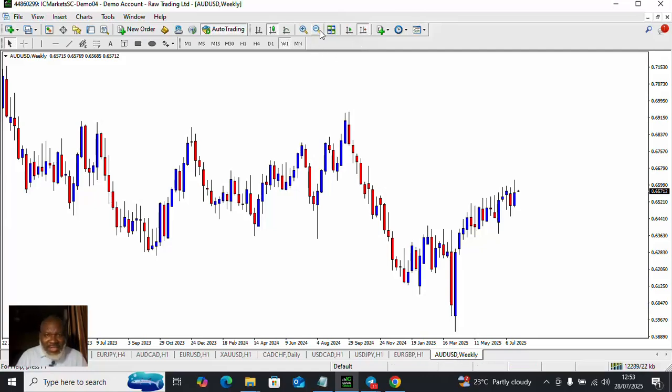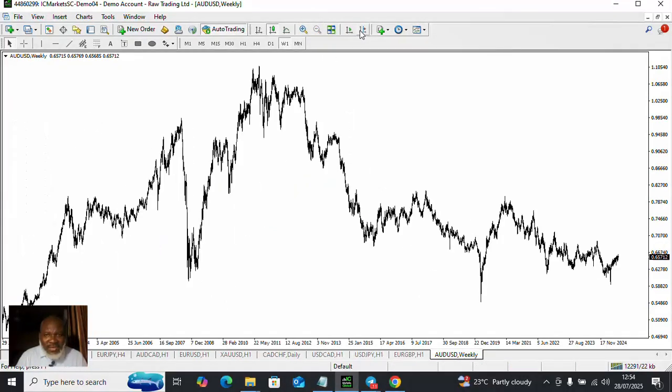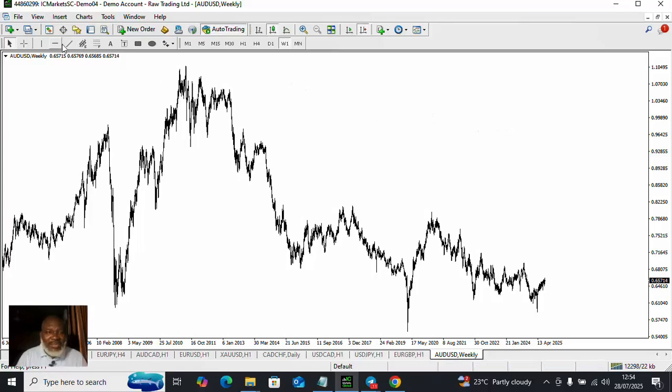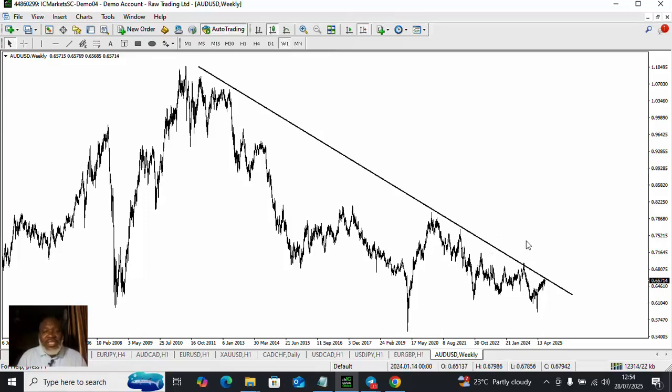zoom out on this chart. Let's zoom out on this chart for the bigger picture. Now, if you look at the bigger picture, you see that this market has been downtrending. This is the bigger picture. The bigger picture is that this market has been downtrending, and the Aussie has been weak against the dollar. However, there are some minor shifts to the upside to structure level. And that's what we're going to be dealing with here.